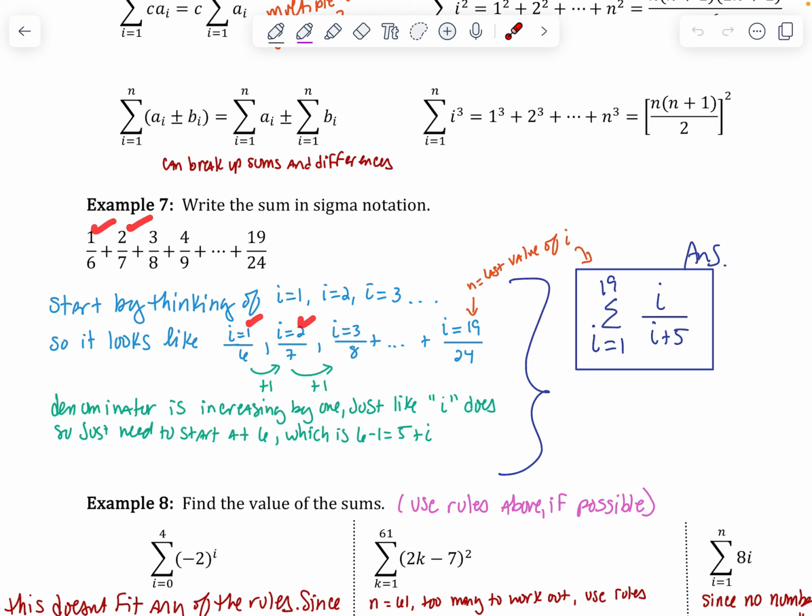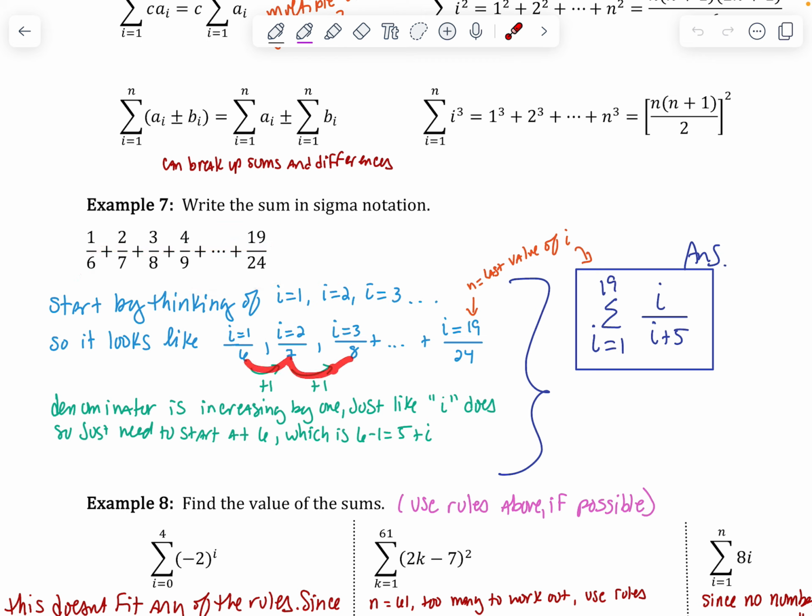So if we started with i equals 1, then 2, then 3, etc., how does this compare to my fraction? Well, my first fraction had 1 in the numerator. It had 2 in the next numerator. It had 3 in the next numerator. So it looks like whatever i is, that's the numerator of my function. And because it stops at 19, that would be my n value. So n is 19 and i starts at 1.